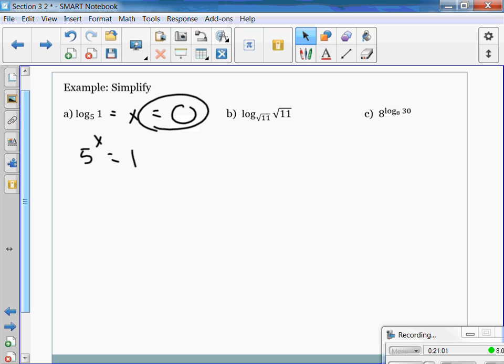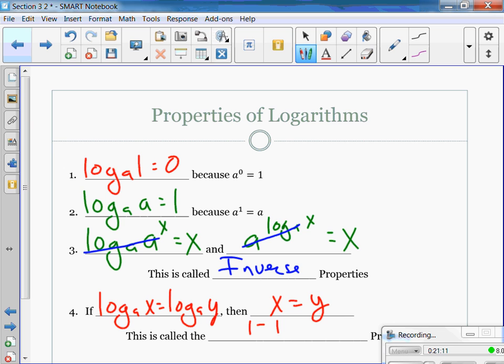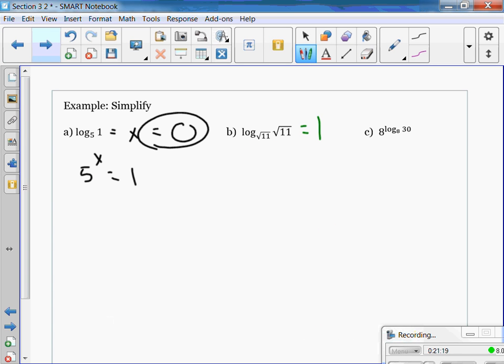Absolutely. Again, that's that property right here. Log base a of a is always going to equal 1. And then for part C, we have 8 to the log base 8 of 30. This is one of my inverse properties.